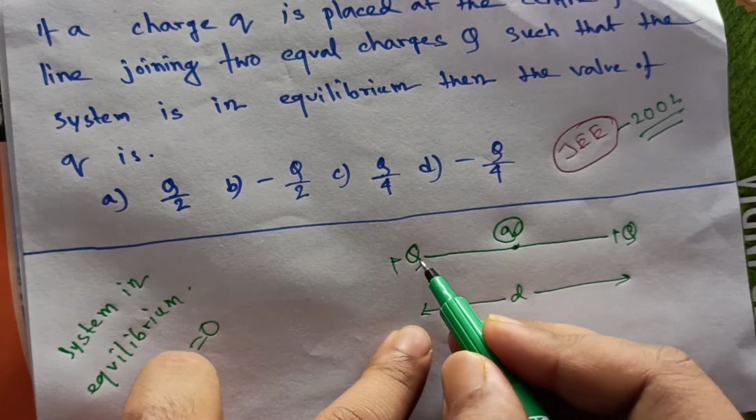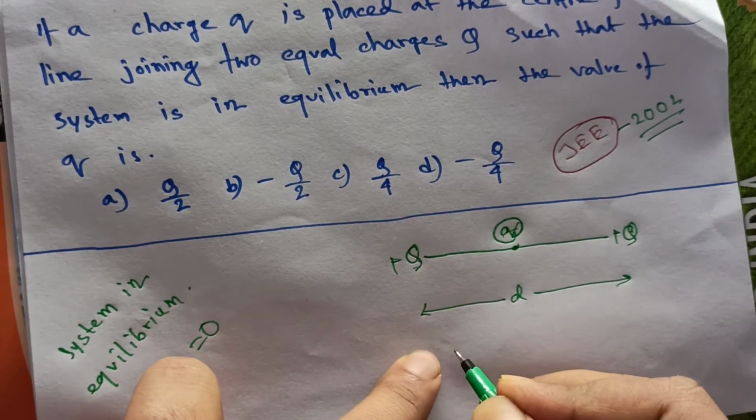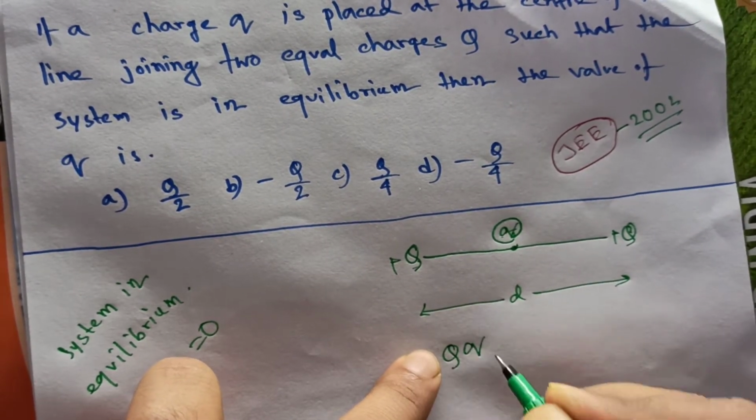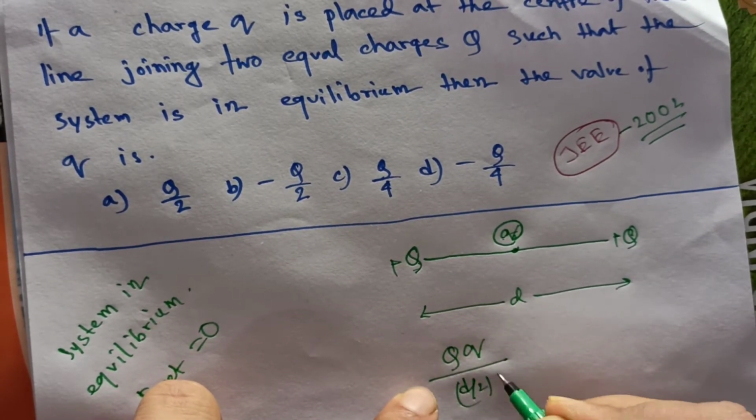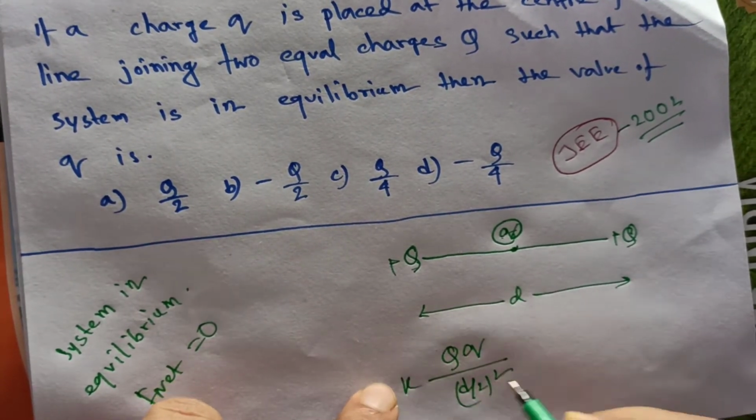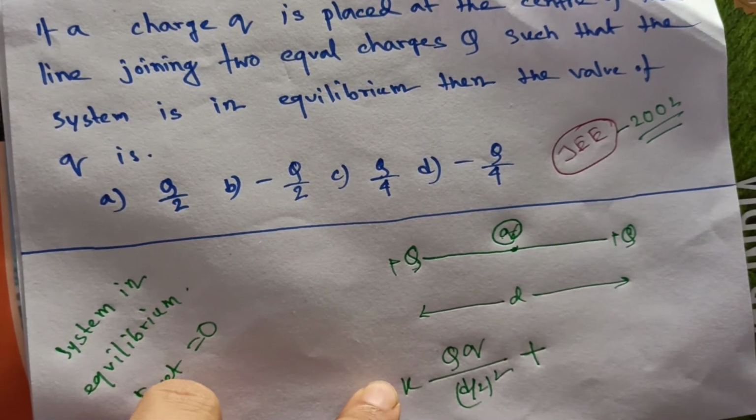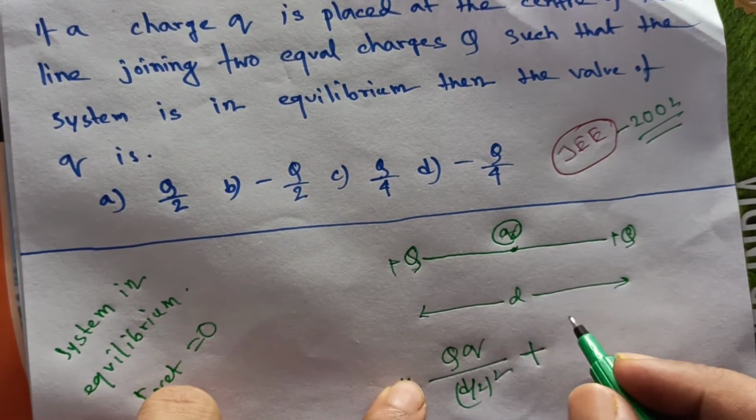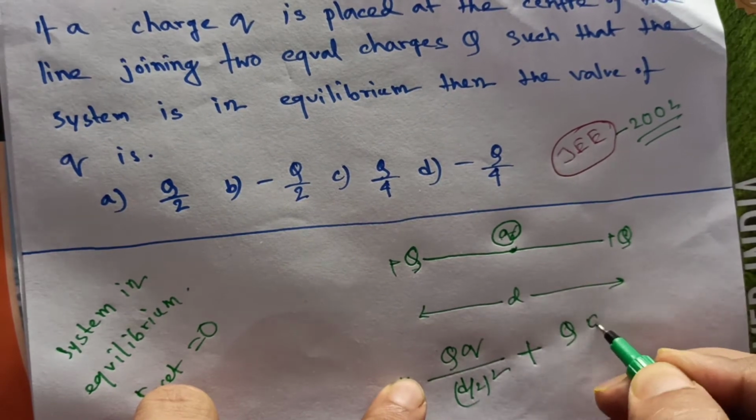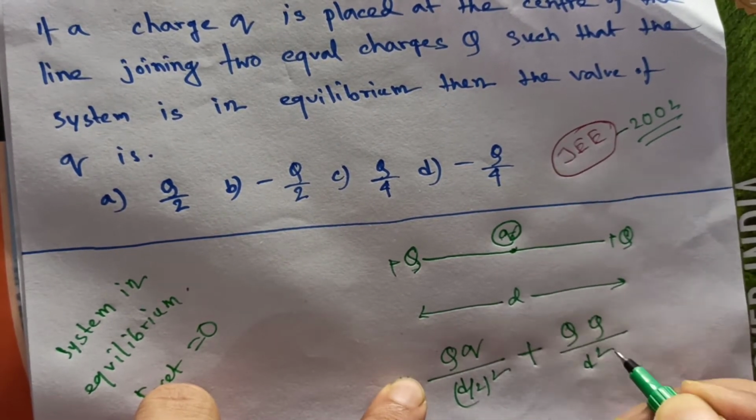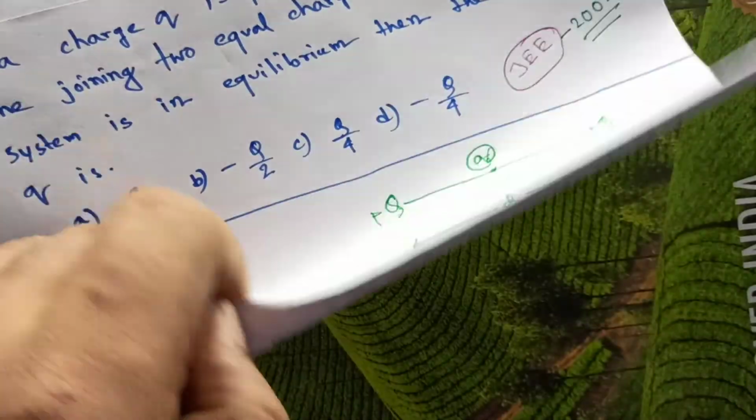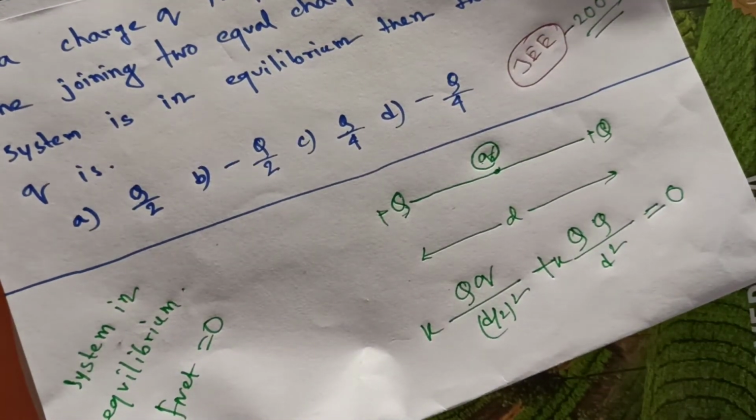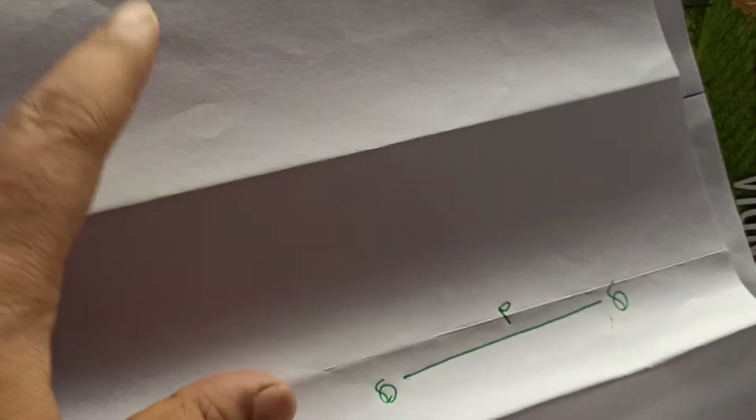What are the forces between these two? Q into q by (d by 2) whole square, with constant k, plus the force between the two large charges, Q into Q by d square with a constant. What is the net force? To keep a system in equilibrium, the net force must be 0.